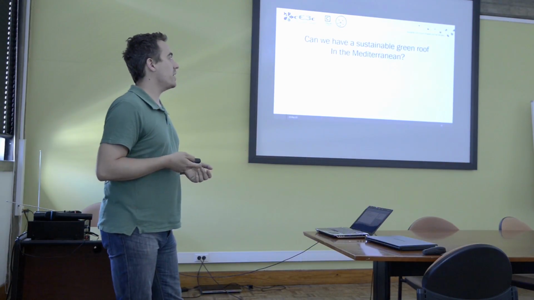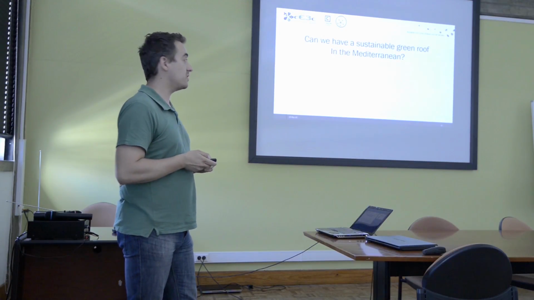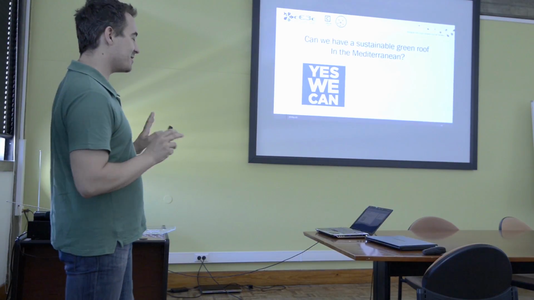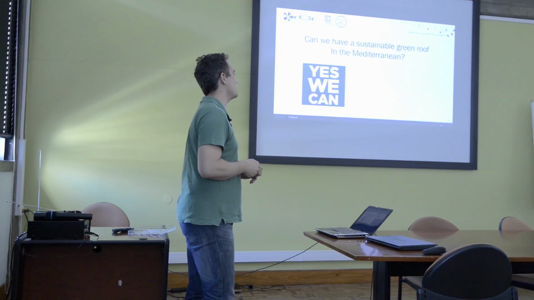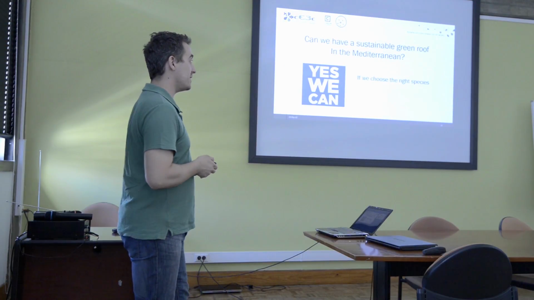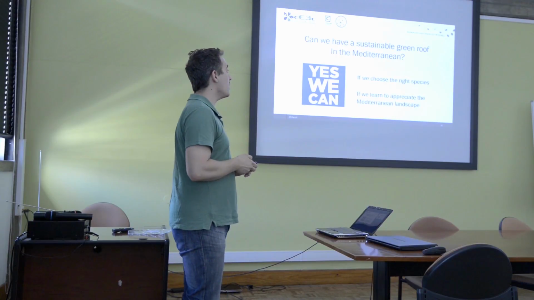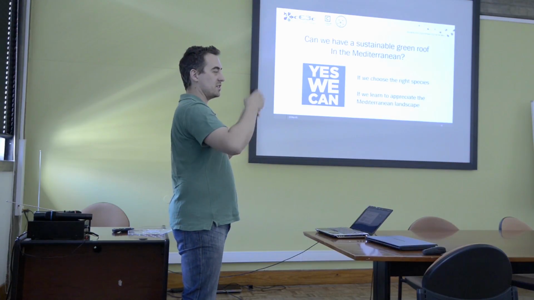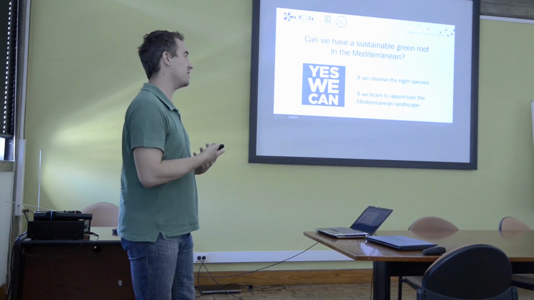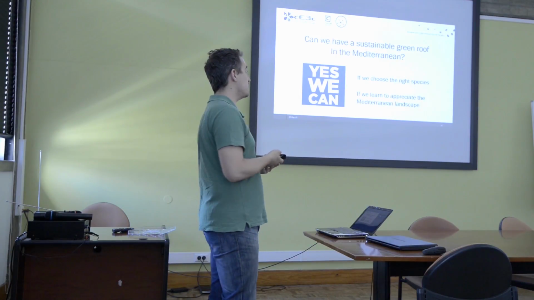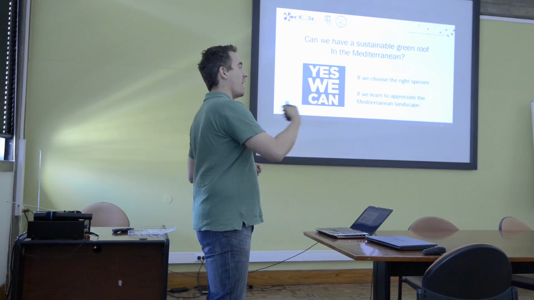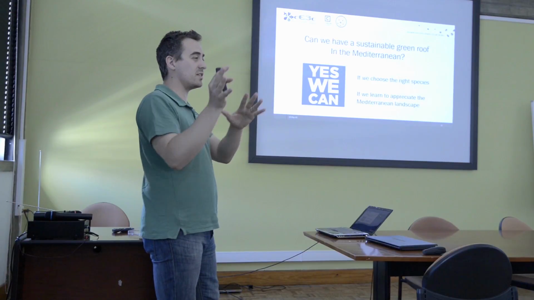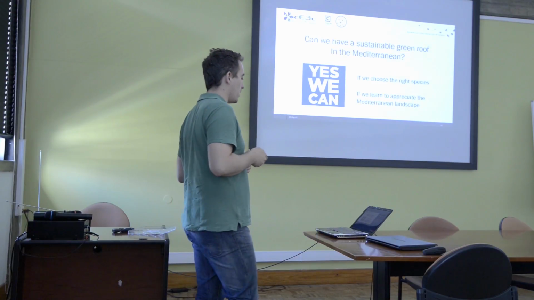So, can we have a sustainable green roof in the Mediterranean? Yes, we can. I didn't put Obama there but I like this phrase. If we choose the right species for the right places, and as Teresa also mentioned, people like roses and exotics, but we have to learn to appreciate the Mediterranean landscape, its cycles of yellow, brown, green, and not just import something that works in other places but not in our climate.